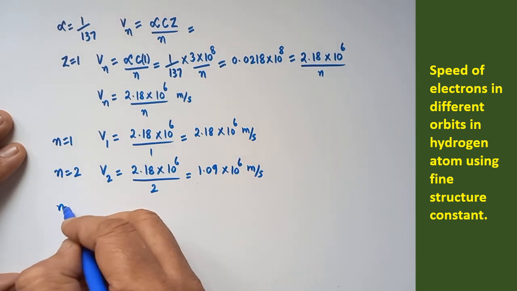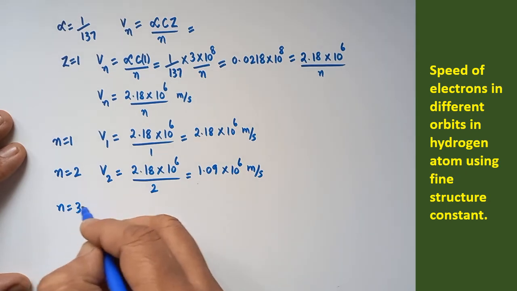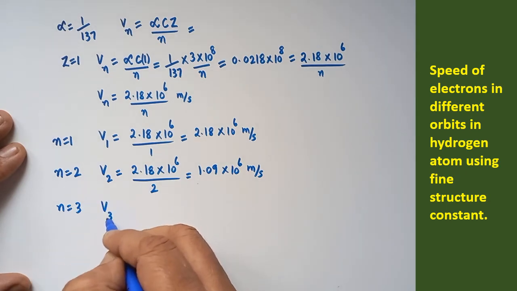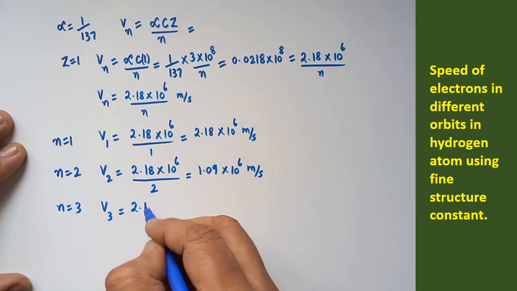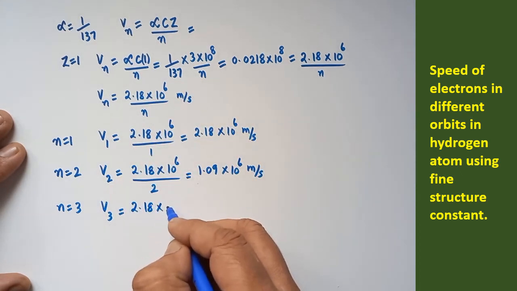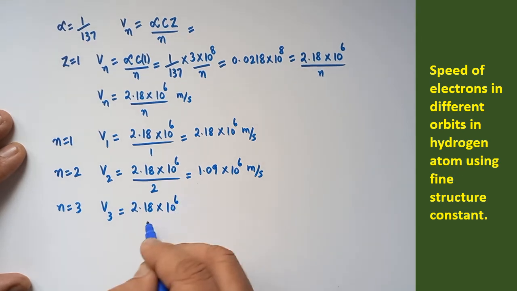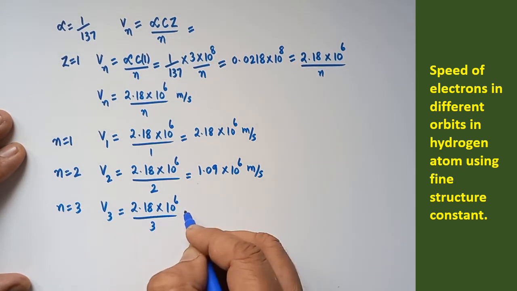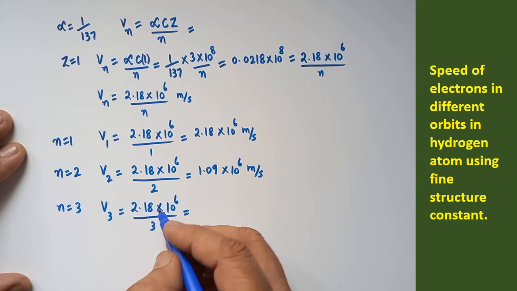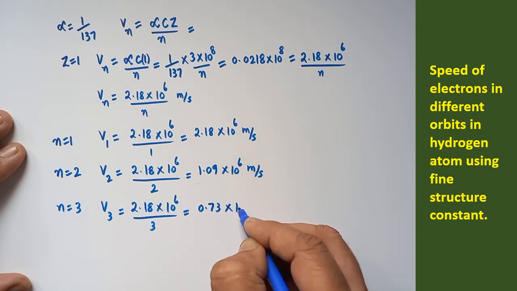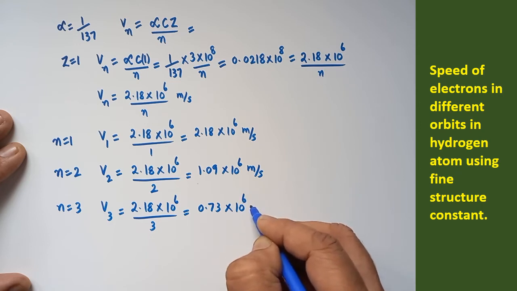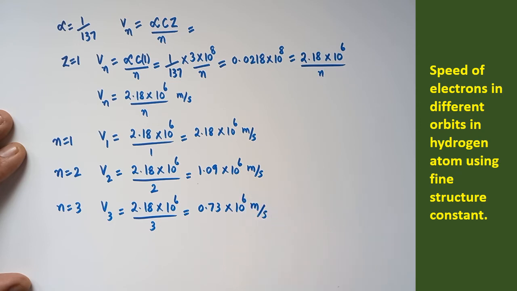Now we are going to calculate the speed of the electron in the third orbit. N is equal to 3. V3 is equal to the same formula, 2.18 into 10 to the power of 6 whole divided by 3. If it is divided by 3, you will get 0.73 into 10 to the power of 6 meter per second. So like that we have calculated the speed of the electron in the first 3 orbits.